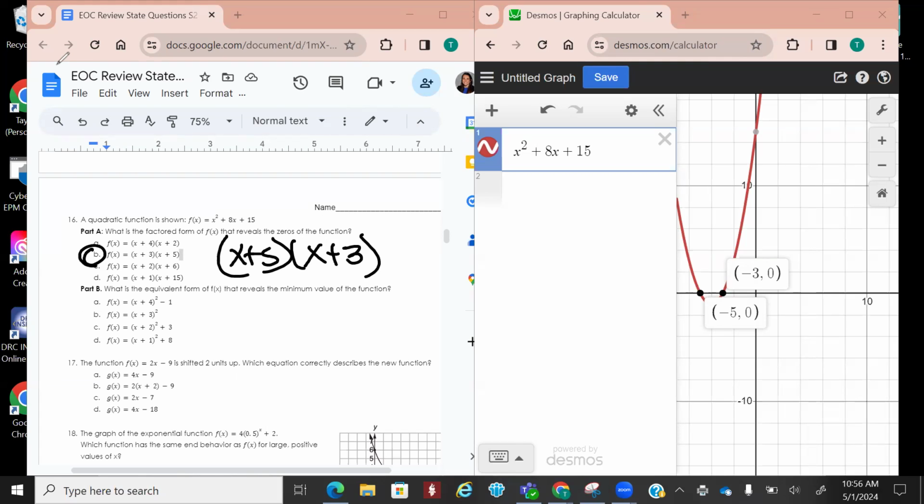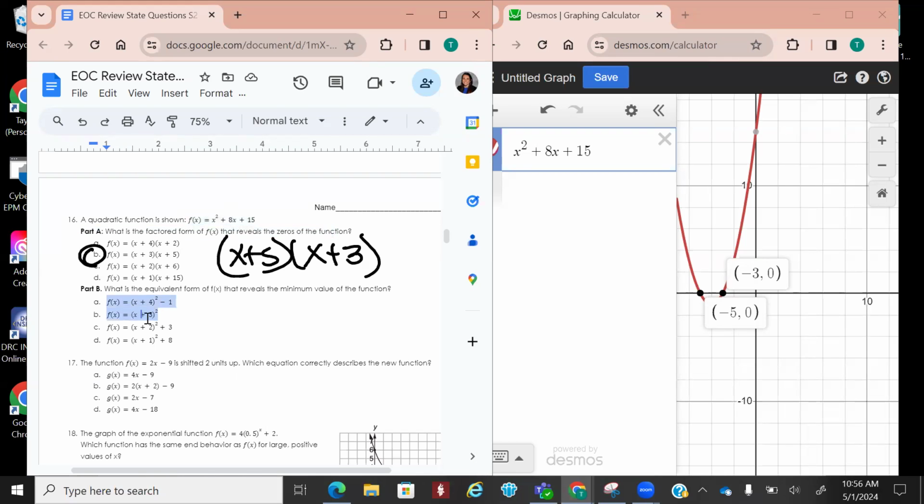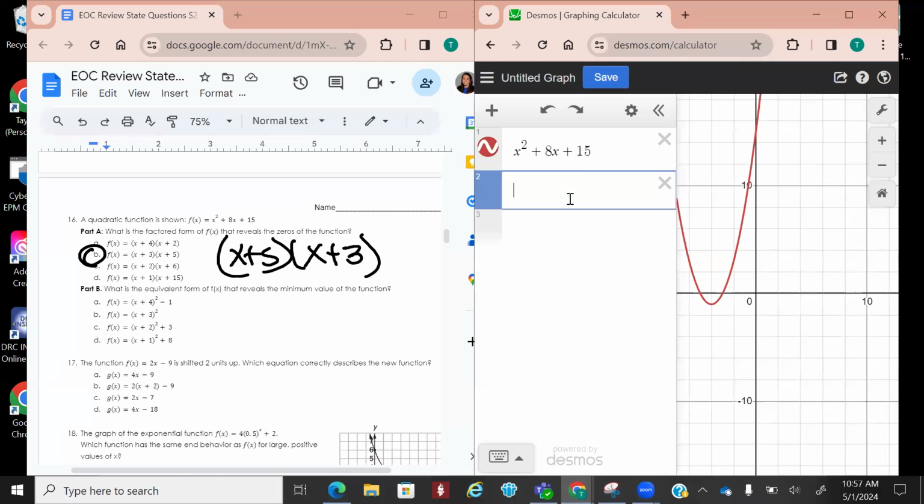Notice how I haven't had to do any math. All I've done is literally plugged it into Desmos. On the next one, it's asking about the minimum value. So you're putting this in vertex form. What I'd like for you to do is type in the original equation, and type in these options and see which ones match up. Take a second, try that. Okay, so then you're going to type in all your answer choices. This is going to be x plus 4 squared minus 1. See how these two equations overlap? They're the exact same equation, so that'll be my answer.